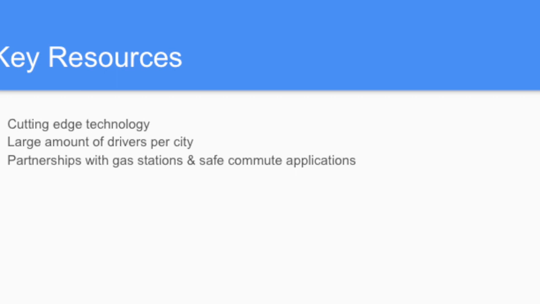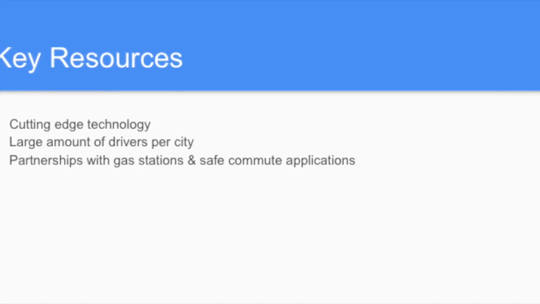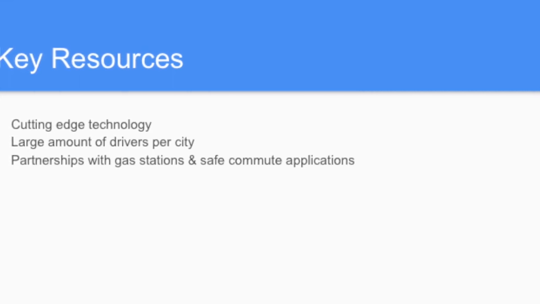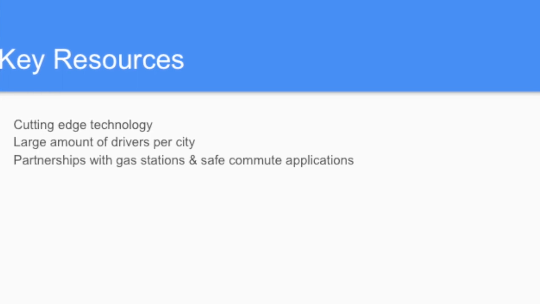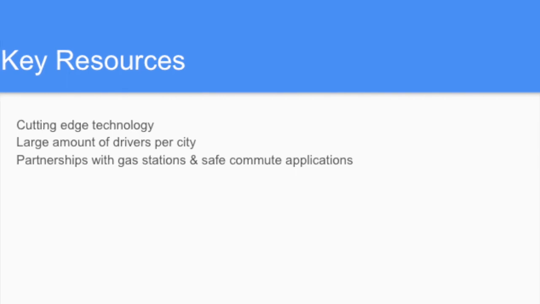Now let's take a look at some of the key resources that Uber implements to get these things done. The first one is cutting-edge technology. Uber is the first of its kind and can also maybe be discussed as a disruptive technology. It's important that they continue to use this resource and develop further upon their product to stay ahead of the game, especially with competition such as Lyft.